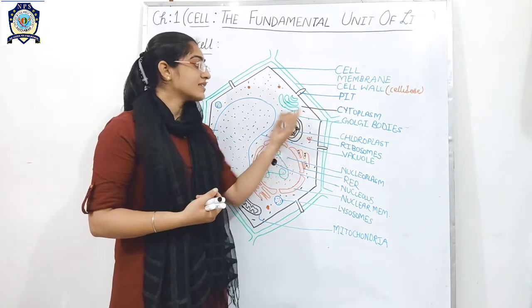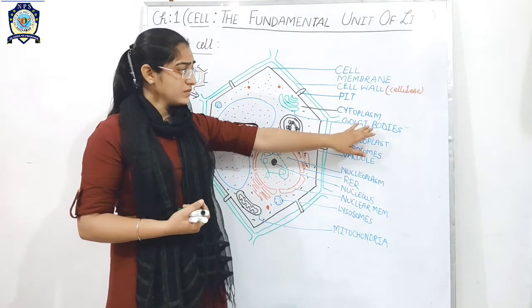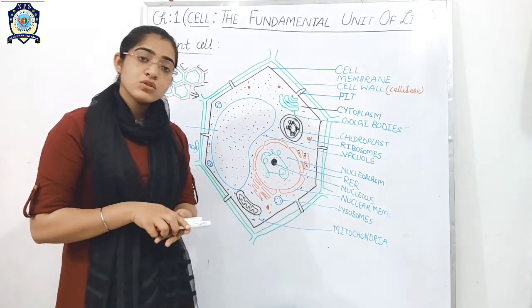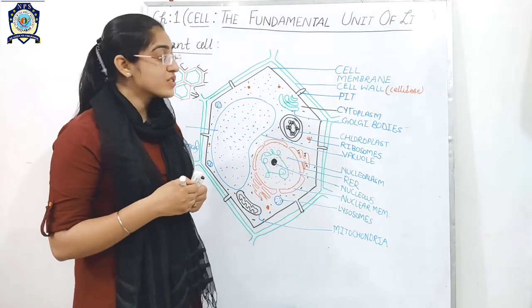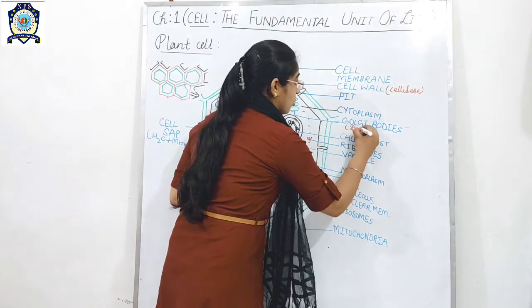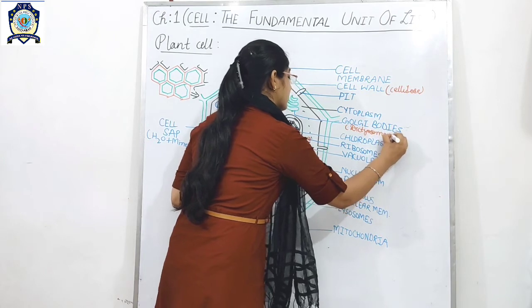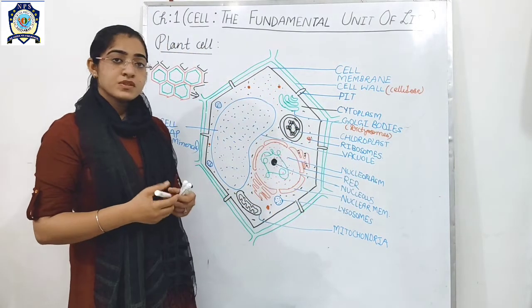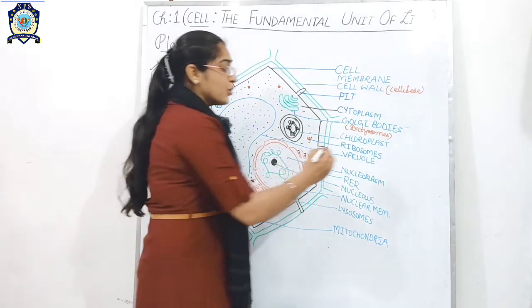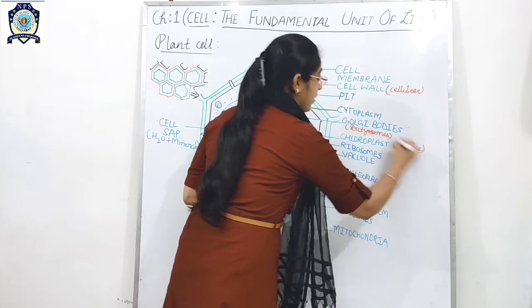Okay, and the cytoplasm, the matrix of the cell. Golgi body. So Golgi body, students, as we have also studied that in case of plants, Golgi bodies are also called dictyosomes, and chloroplast is present. This is the unique feature in case of the plant cell.